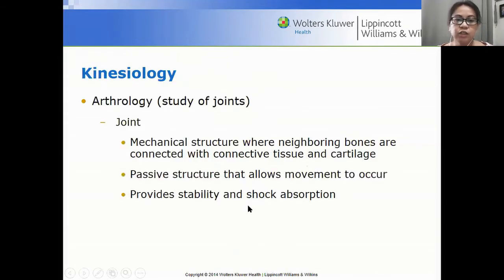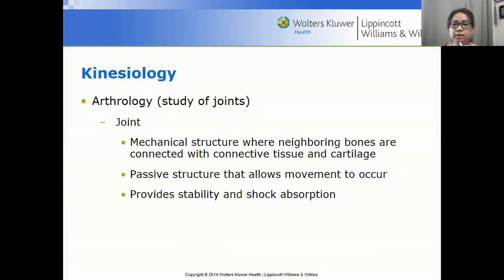Now, when you say kinesiology, we're going to talk about the joints. These are mechanical structures where neighboring bones are connected with connective tissues and cartilages. They are passive structures that allow movement to occur, because of the muscles joined to the skeletal system, wherein the movement occurs. Joints provide stability and shock absorption.